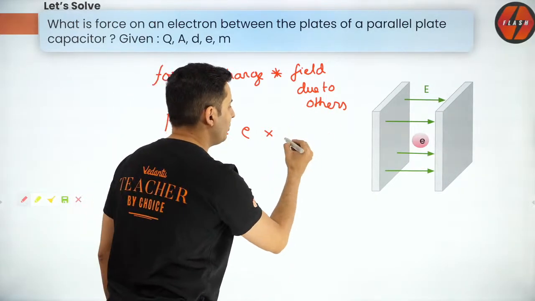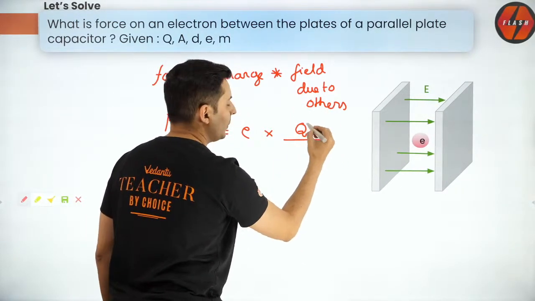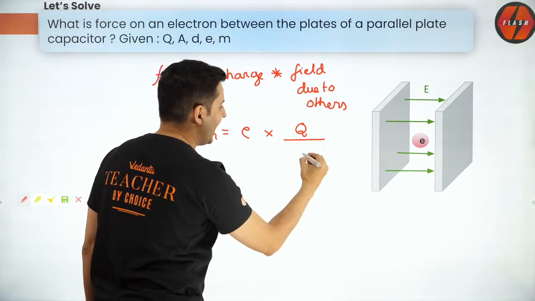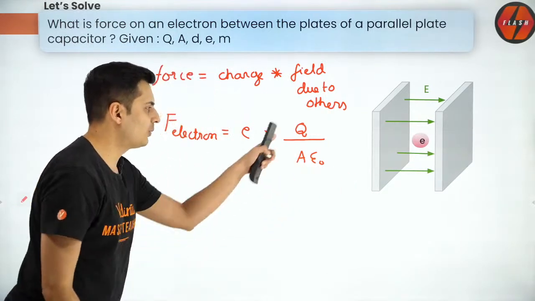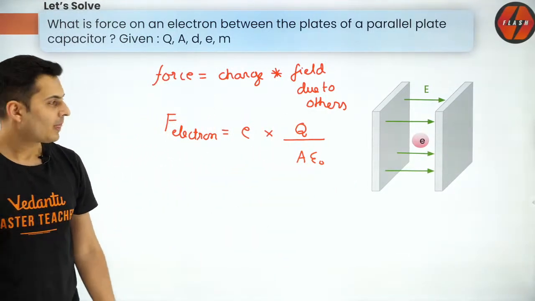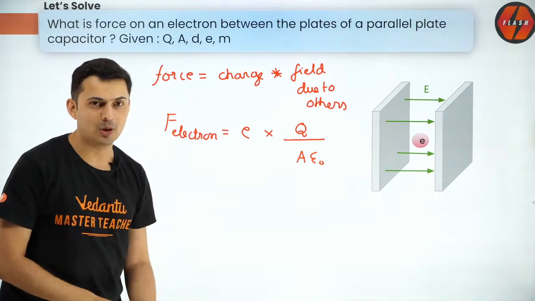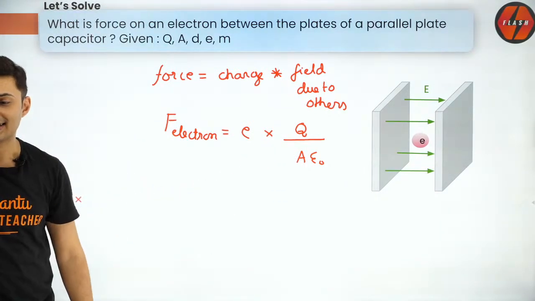So what should I put over here? Should I put Q by A epsilon naught or 2A epsilon naught? What do you think I should put over here? Should I put 2 or should I not put 2? What do you think, guys?